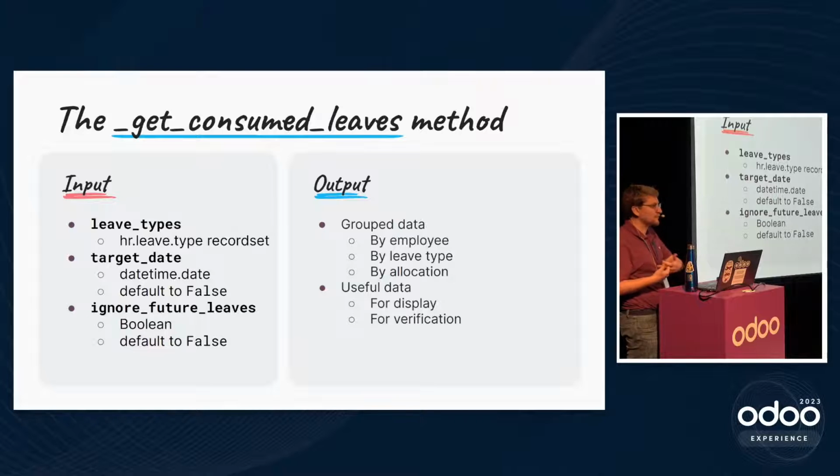And what do we have in output? We receive 2 dictionaries. This is grouped data, by employee, by leave type, and by allocation. Those dictionaries are not clearly establishing a link between allocation and leaves, but it's more useful data that we will have the need for afterwards, either for display on the employee dashboard, or for verification: can I actually take my leave?